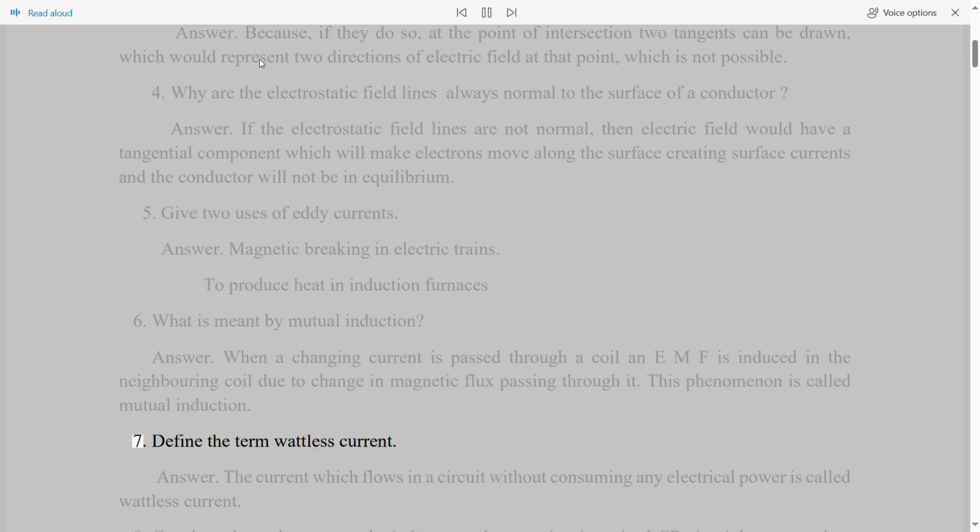8. Define the term wattless current. Answer. The current which flows in a circuit without consuming any electrical power is called wattless current.